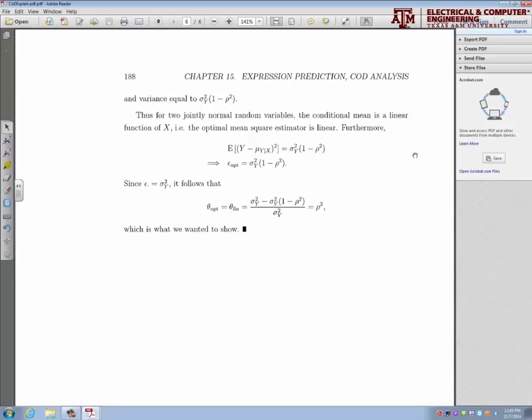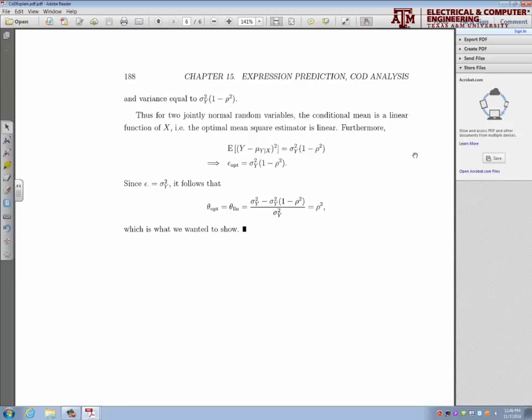Furthermore, the error of that optimal mean square estimator is given by this variance, sigma square y, 1 minus rho square. Therefore, in the COD definition, where you had epsilon dot minus epsilon opt over something, epsilon opt is given by sigma square y, 1 minus rho square. Since in the absence of any information on x, the best estimate is the mean of y.